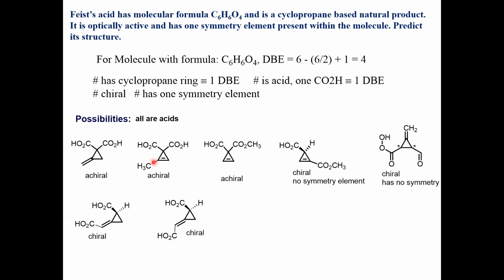Okay, if you start with one having two carboxylic acids attached on the same carbon, it is an achiral molecule, so this is not our answer. If you consider another one, you just isomerize this double bond to here.